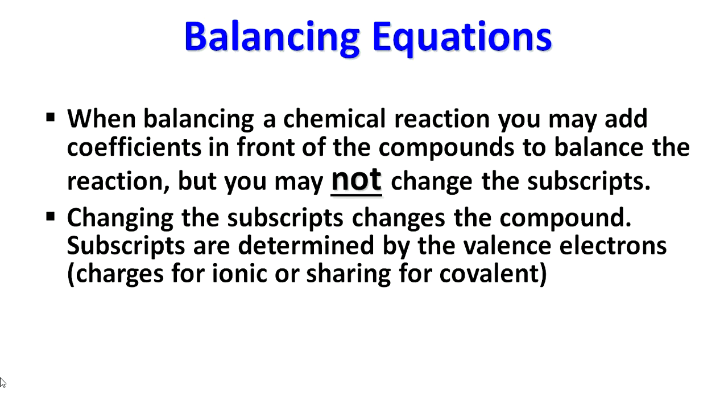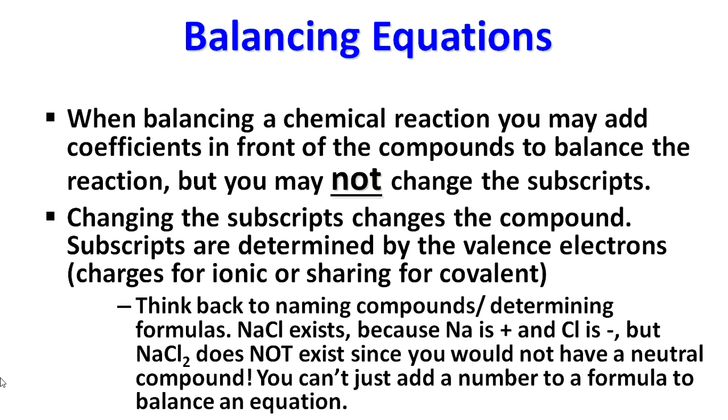Subscripts are determined by the valence electrons, the ones on the outside that are not being used, and they are not stable. For example, lithium in group 1 has 1 valence electron, 1 electron in its outermost shell that needs to be lost to make lithium become stable. So sodium chloride exists as Na+ and Cl-. So sodium chloride exists as NaCl. It cannot exist as NaCl2. So you can't just add a number to a formula to balance an equation.